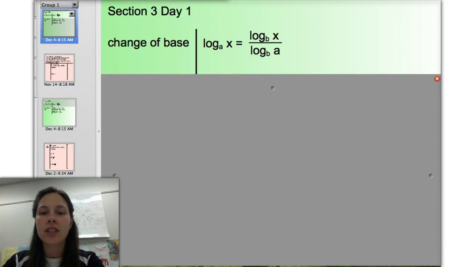Today's lesson, the first topic we're going to take a look at is the change of base formula. So I can go over in class why this formula works, but for now we're just going to practice it. What the change of base formula is really helpful for is evaluating logs in your calculator that aren't base 10 or the natural log. So if you look at the formula here, this is log base a of x.